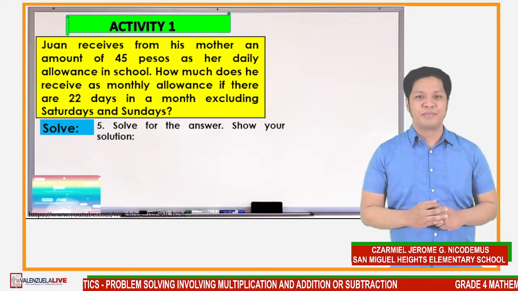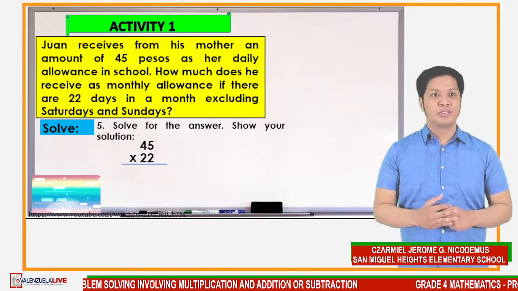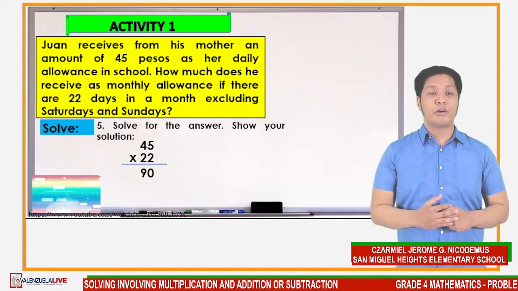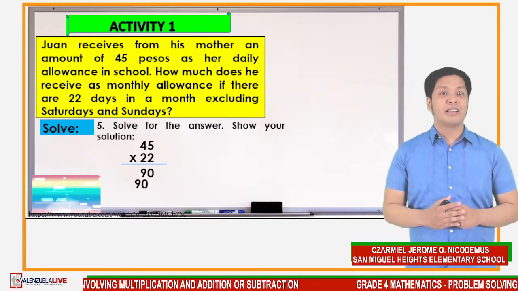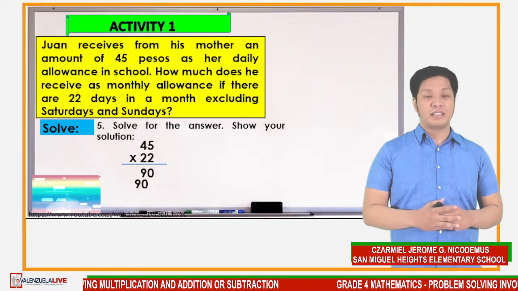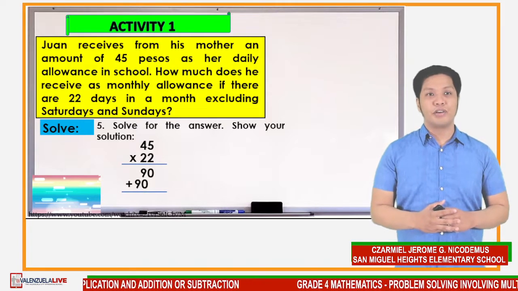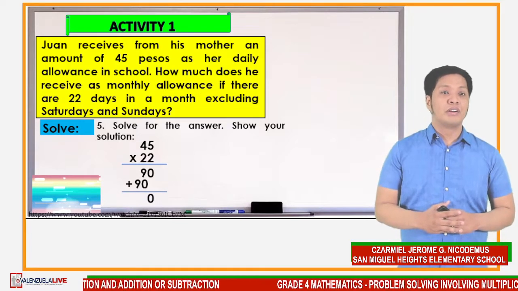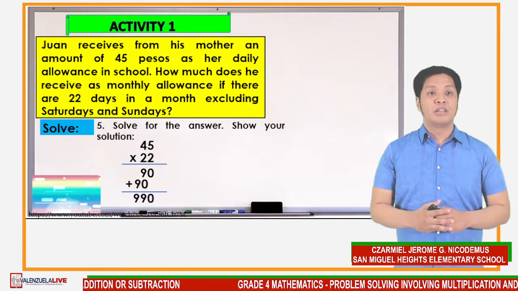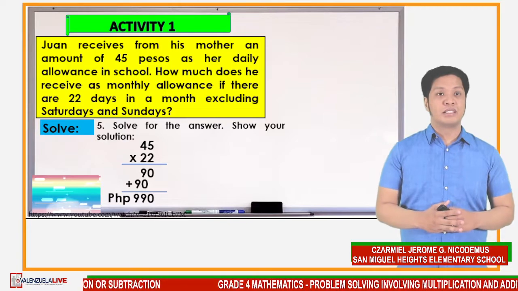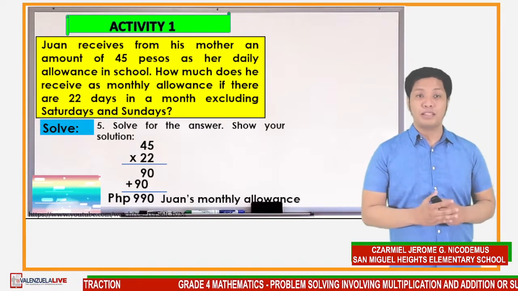Time's up. So 45 times 22. 2 times 45 is equal to 90. Again, 45 times 2 equals 90. So add the partial product. Bring down 0 equals 0. 9 plus 0 equals 9. Bring down 9. So the answer is 990 pesos. That is one's monthly allowance.